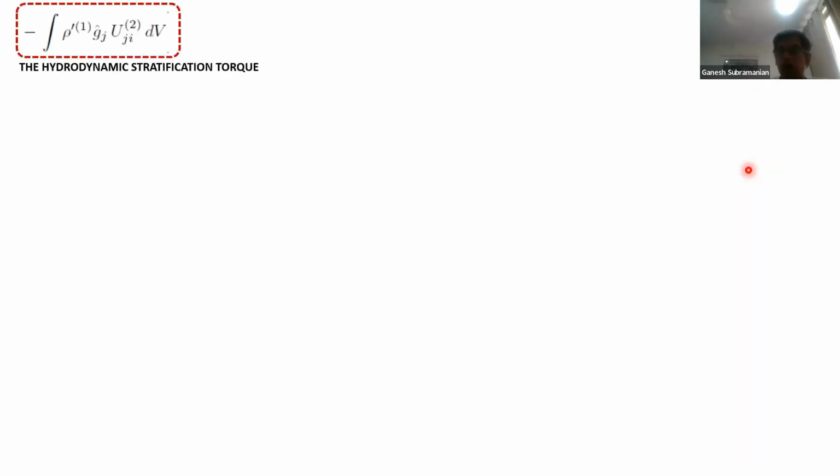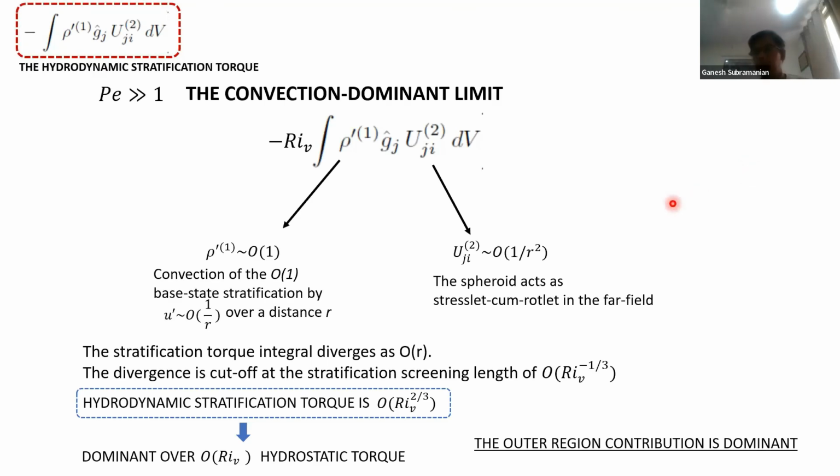So now I want to go to the convection-dominant limit. What I'll do is, so this is the volume integral, and again the focus is only on the hydrodynamic stratification torque, because that's the only component that cares about Peclet. So now I'll estimate what is the integrand. The integration is over the unbounded fluid domain outside the spheroid, so I want to estimate how these disturbance fields behave as a function of distance from the spheroid.